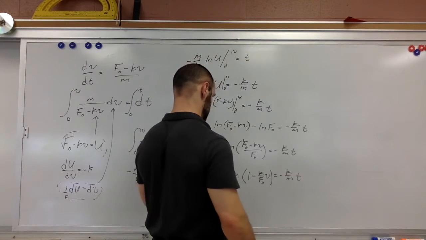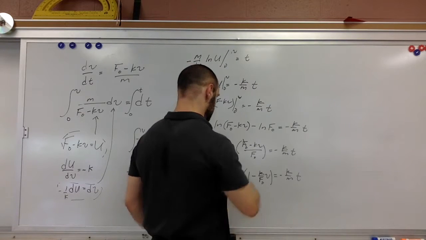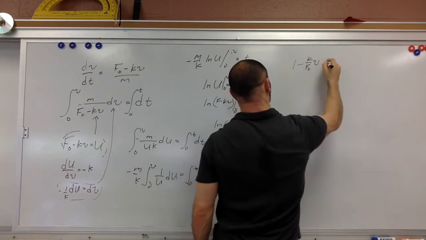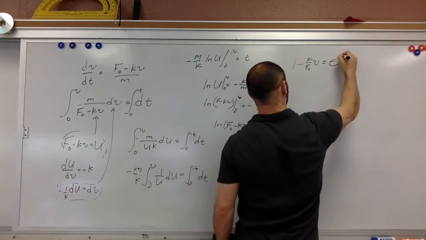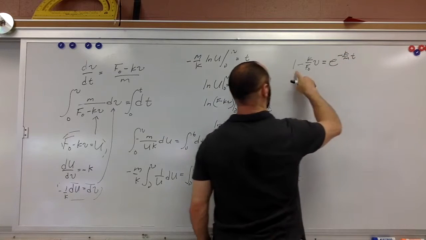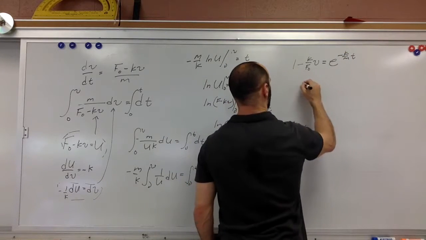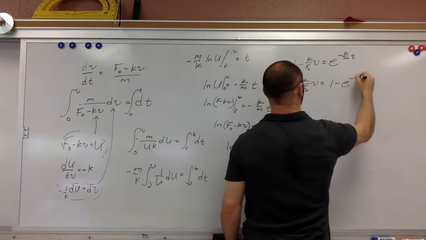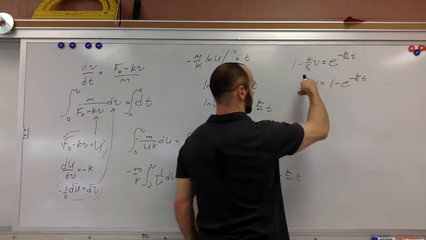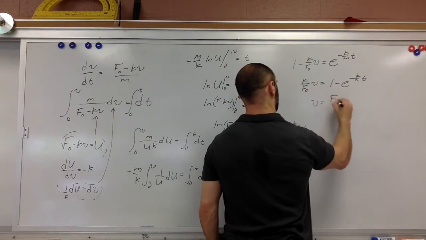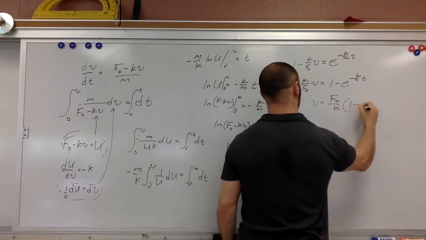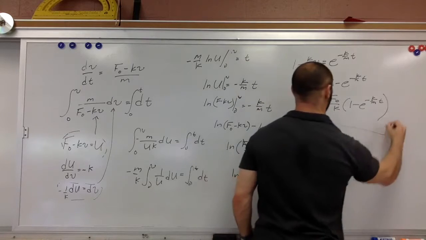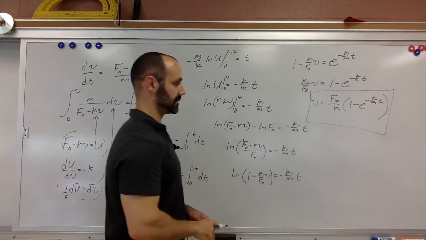Let's see how this works. So this becomes 1 minus k over F naught times v equals e to the negative k over m times t. So if I leave it, k over F naught times v equals 1 minus e to the negative k over m times t. And now I bring this over, so v equals F naught over k, times 1 minus e to the negative k over m times t. That's it. That's my function now for velocity as a function of time.